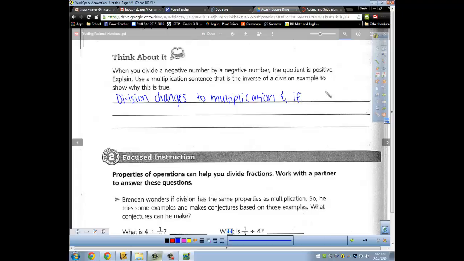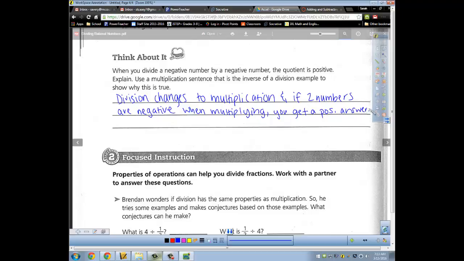And if two numbers are negative when multiplying, you get a positive. So a positive answer. I'm going to abbreviate positive answer.